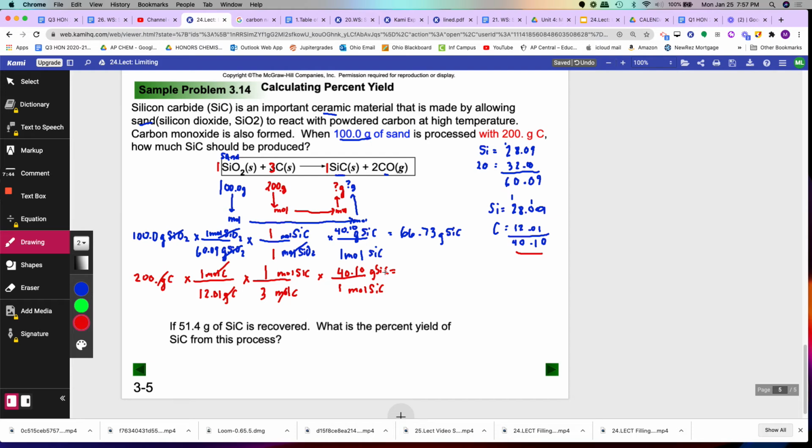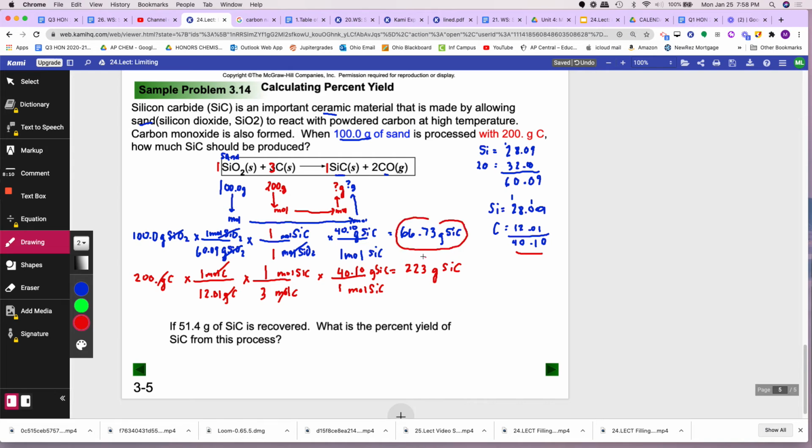So plug that in. 200 divided by 12.01 divided by 3 times 40.1 equals 222, or 223 with 3 sig figs. 223 grams of SiC. Okay, so look at this. You have 2 answers. 66.73 grams of silicon carbide and 223 grams. What that means is if you use all 100 grams of SiO2, you will make this. If you use 200 grams of this, you're going to make this.